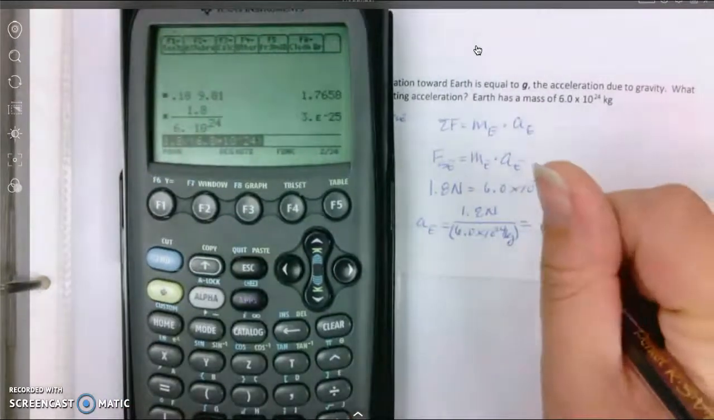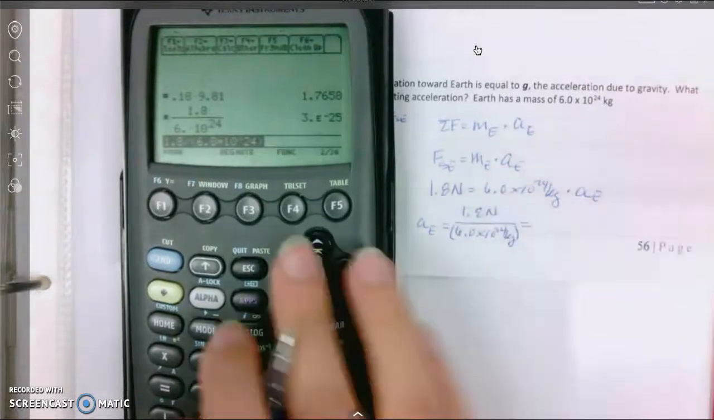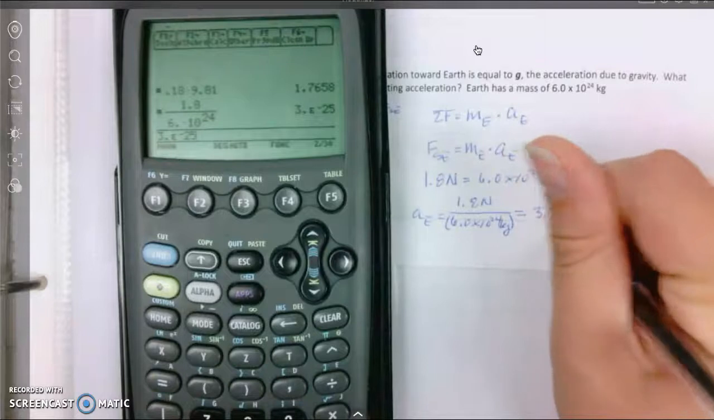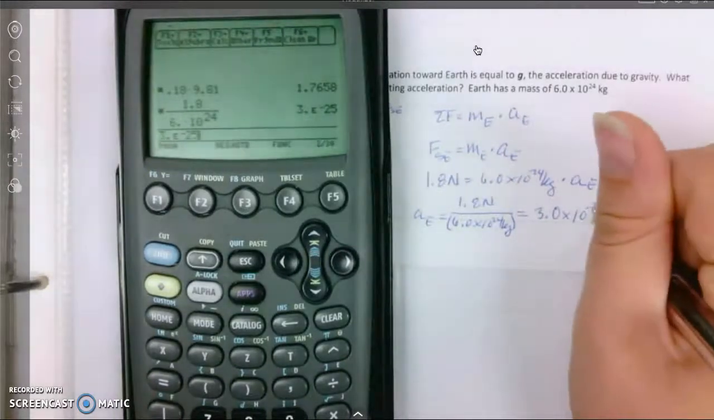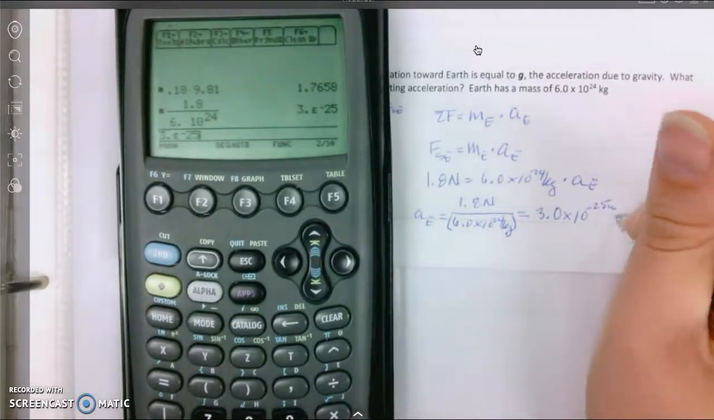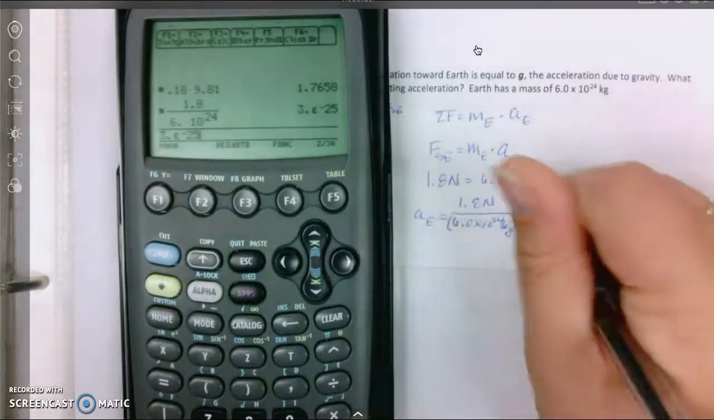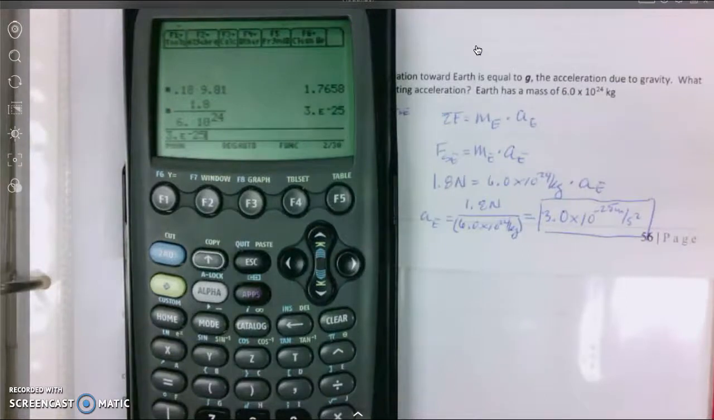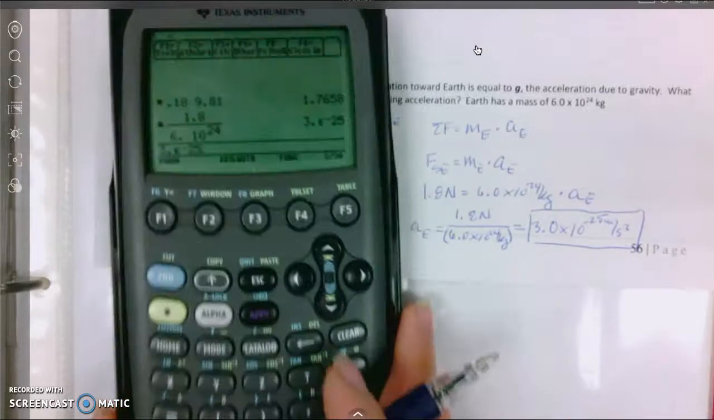So our acceleration, 2 sig figs, let's see, it's that, yeah, so it is a 3.0 times 10 to the negative 25 meters per second squared. Think of how absolutely tiny that number is. The acceleration is so small because the Earth is so massive.